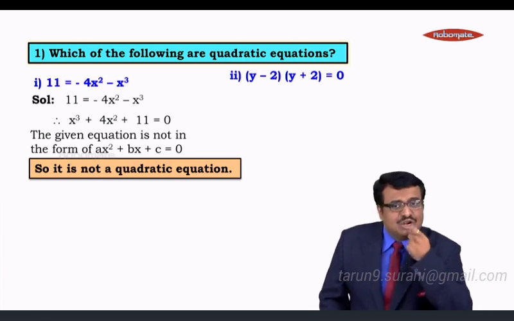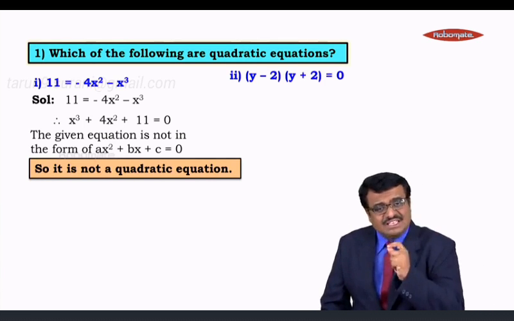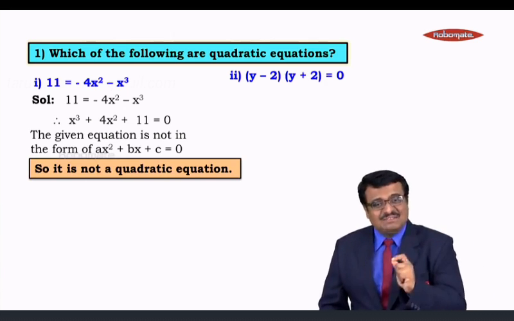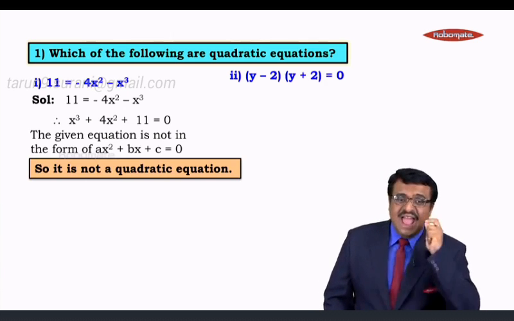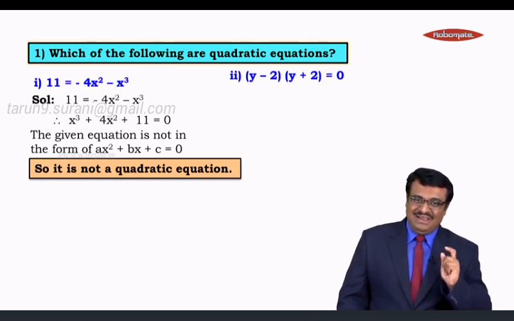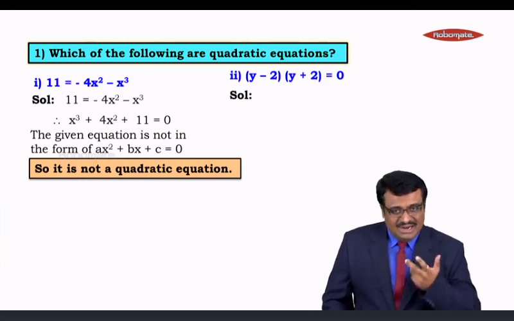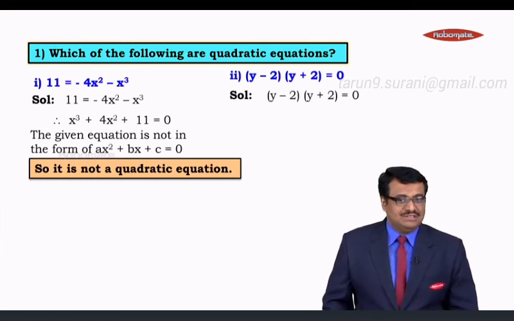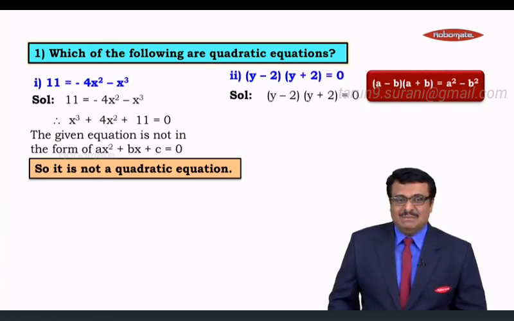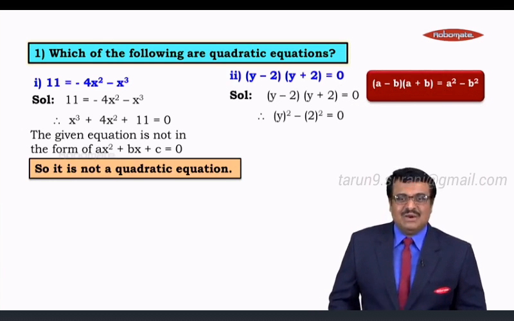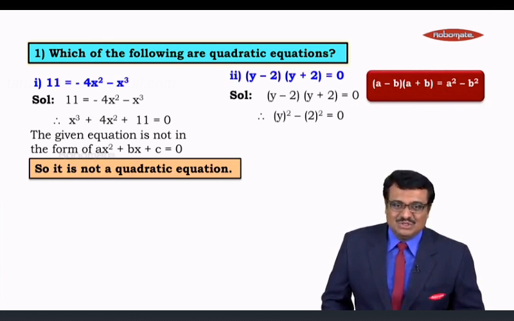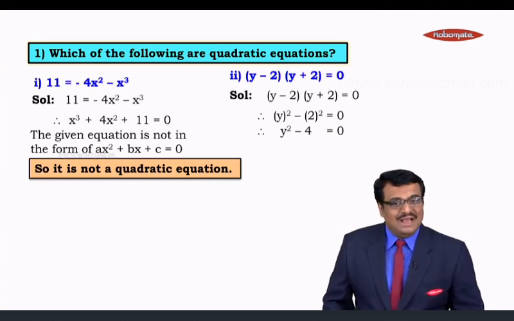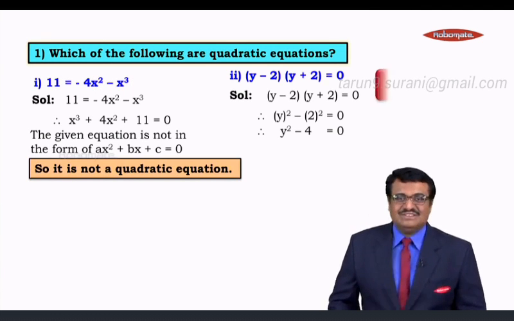Now y minus 2 into y plus 2 looks like a minus b into a plus b, and a minus b into a plus b is nothing but a square minus b square. Yes or no? So what we'll do, write the question first. y minus 2 into y plus 2 is equal to 0. a minus b into a plus b is nothing but a square minus b square. So it becomes y square minus 2 square is equal to 0, or we get y square minus 4 is equal to 0.